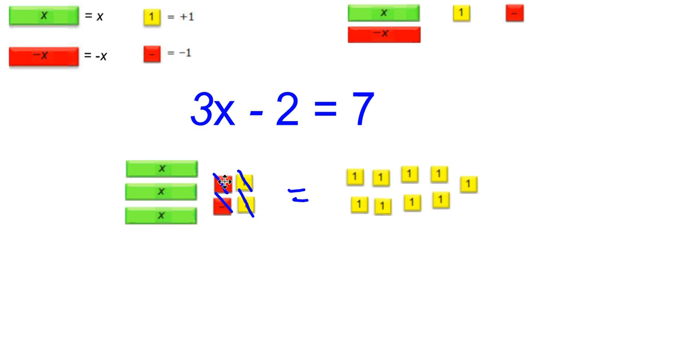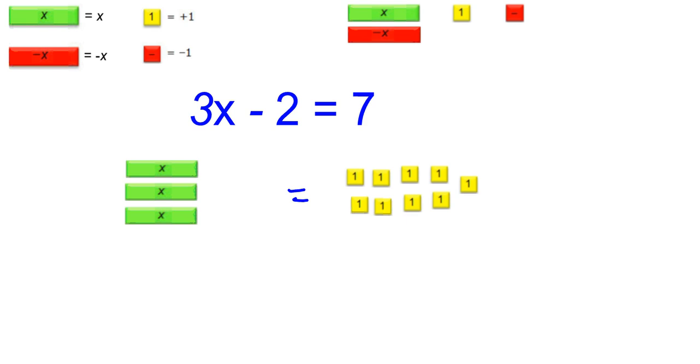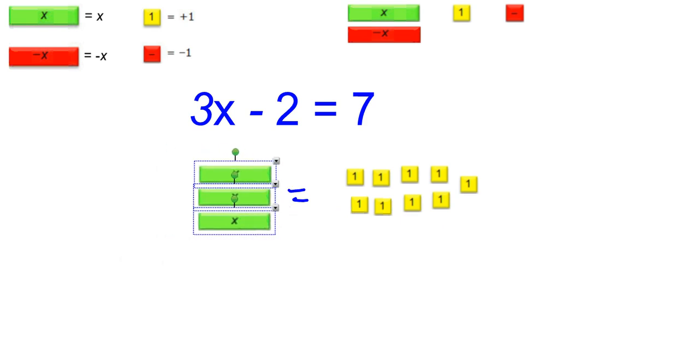Okay, so now that I've added these 2 positives, I can actually delete these because I've created 0 pairs. So now I am just left with 3x equals 9. So I want to know how many of these would represent 1x. So I'm going to evenly divide them up into 3 equal groups.